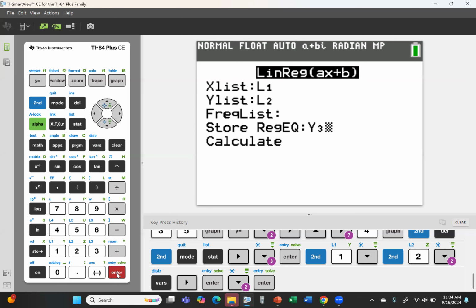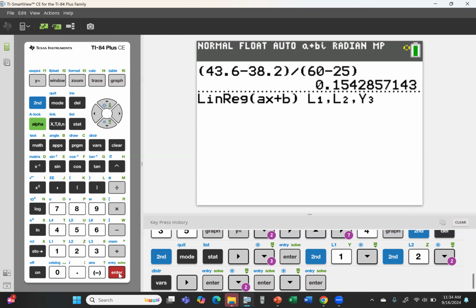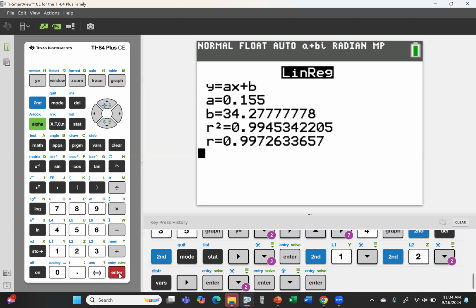So it's got where the X values are coming from, where the Y values are coming from, and where it's going to store that regression equation. So I'm going to hit calculate. And there's the regression equation. Okay, what information do they give you? Now, you may not have the R squared or the R yet. I'm going to tell you how to turn that on here in a minute. So you may just have y equals ax plus b. You may only have the a and the b. Okay, don't worry about that.